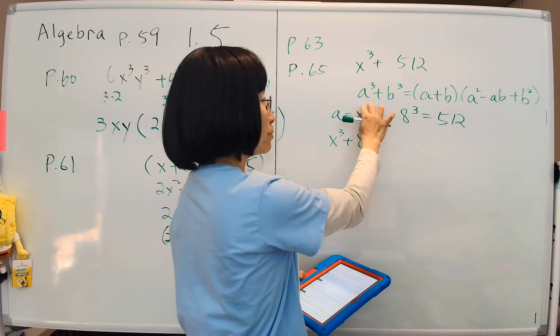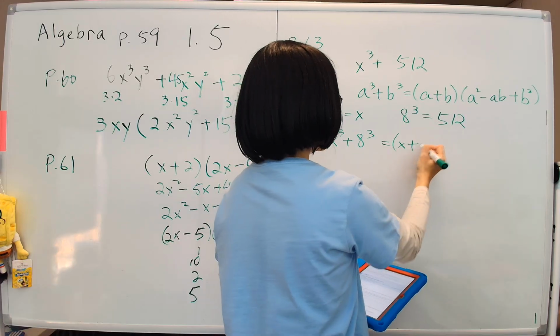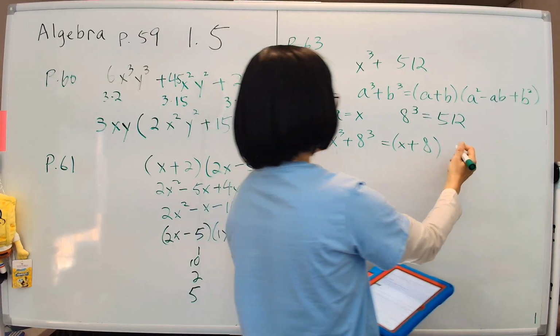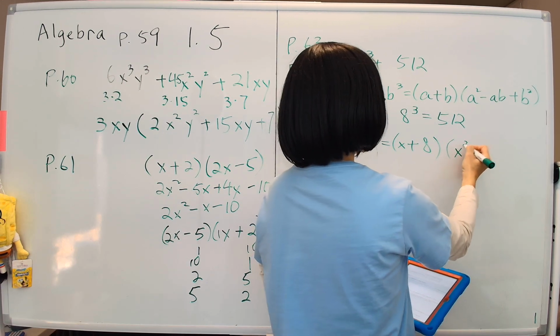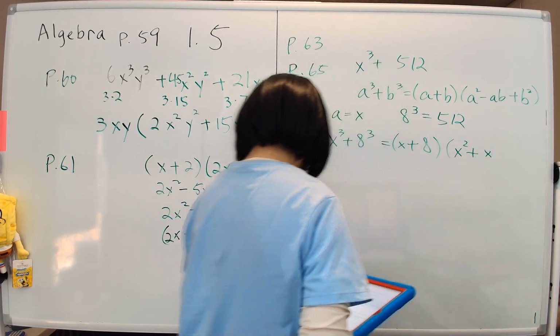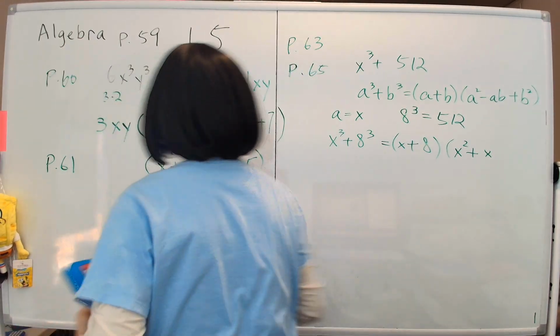So following the formula exactly, this equals x plus 8. I'm just following line by line. x plus 8 and then times x squared plus x times minus. There's a minus sign here. Where's my eraser? All right.